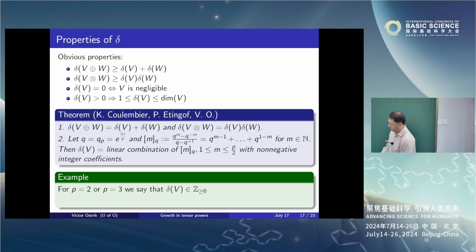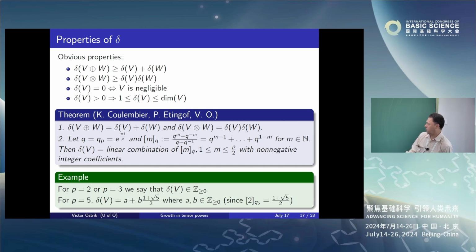For example, in characteristic 2 or 3, possible values of this invariant are just integers. Or if you are in characteristic 5, we've seen that the golden ratio is going to appear, but basically that's it. So the only possible values of this invariant are non-negative linear combinations of the number 1 and of the golden ratio. There are no other options here. Something that is going to be useful later on is that these values always form a discrete subset of real numbers. That makes sense? Okay.